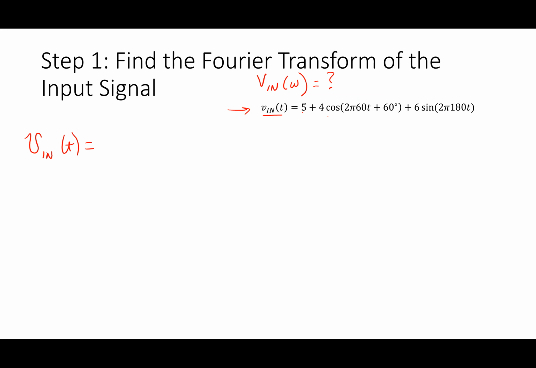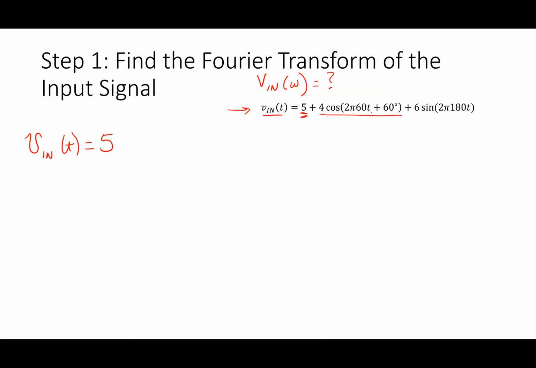Okay, so what would I do with the 5? Do I do anything with that? Would that be multiplied by 2? Well, if I have a constant, a DC term, I don't do anything with that. That just stays. What do I do with this 4 cosine(2 pi 60t plus 60 degrees)? What does Euler tell me to do with that? So two rotating vectors. What's the easy part? What's the frequency of those two rotating vectors? One's 2 pi 60 and the other one is negative 2 pi 60.